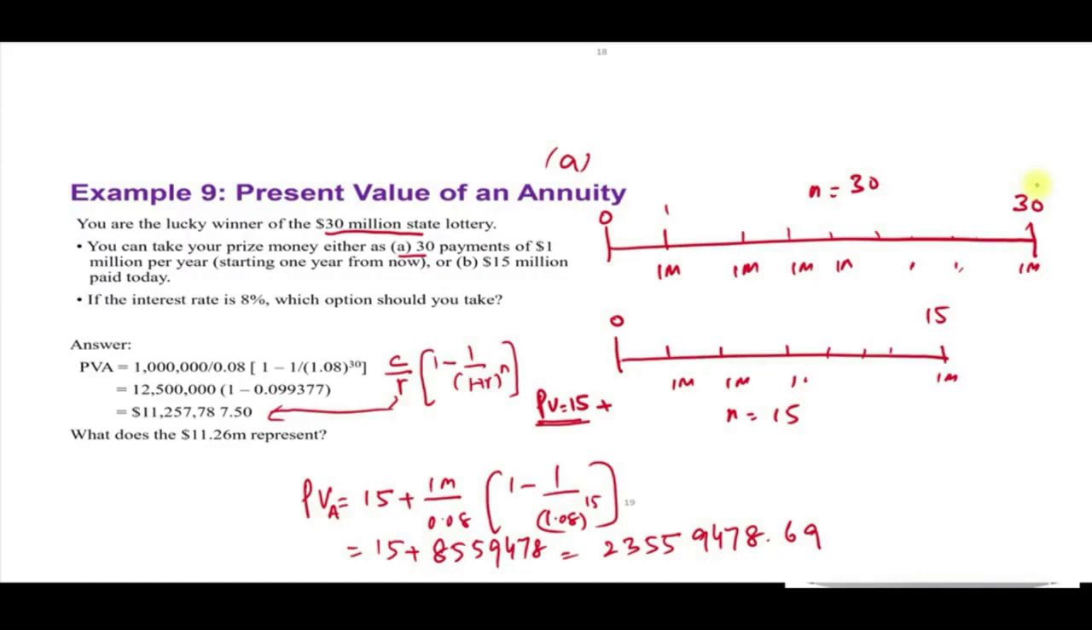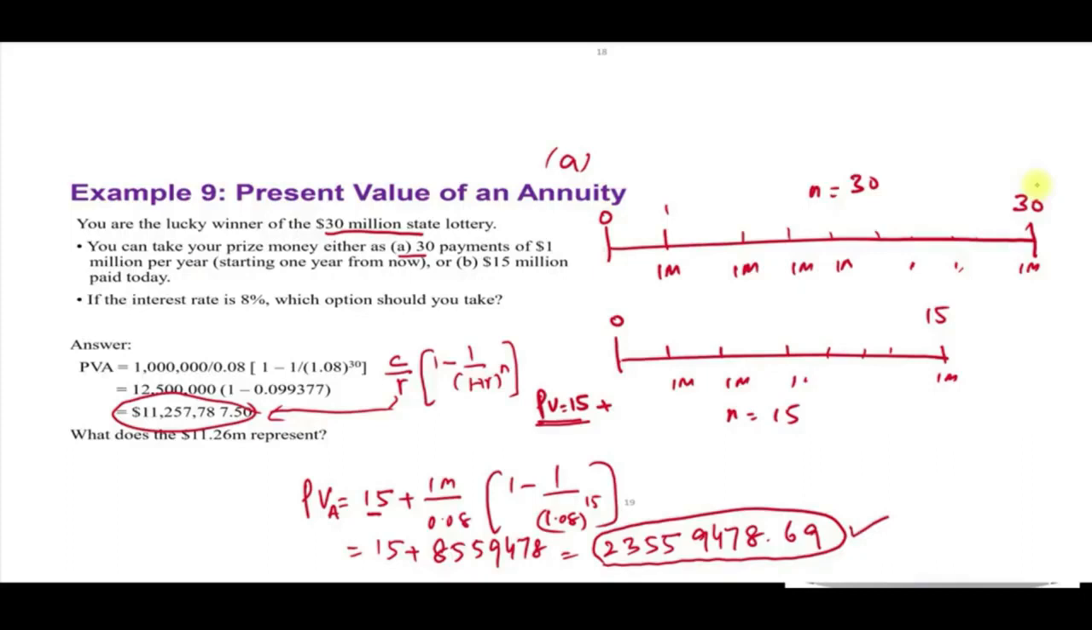Okay, but if we use the second option, you get 15 million today, plus 15 payments of 1 million in annuity form, right? So our answer would be nearly double, more than double, right? Why is this different? Which option should you go for? Of course you will choose this option because we are getting more than the other option.